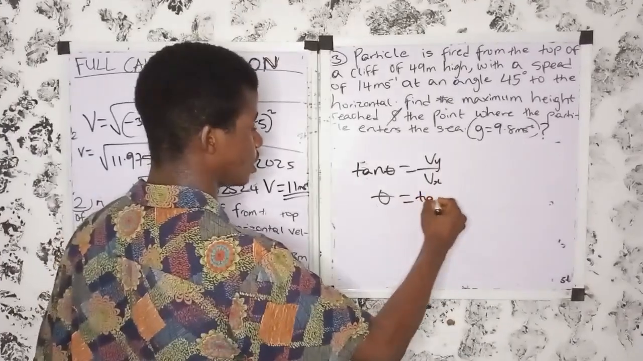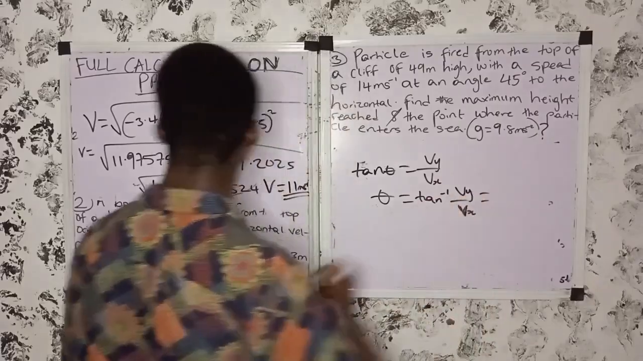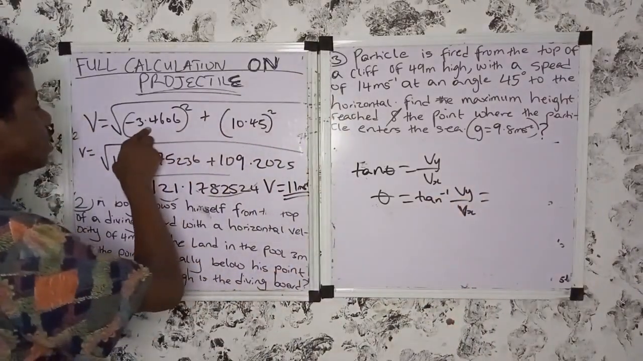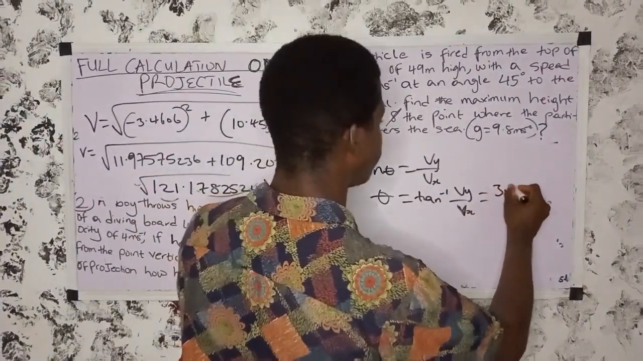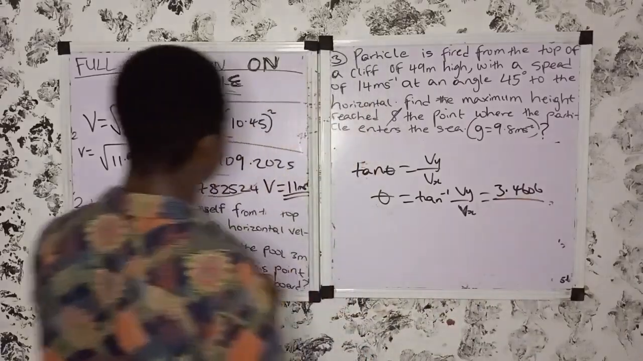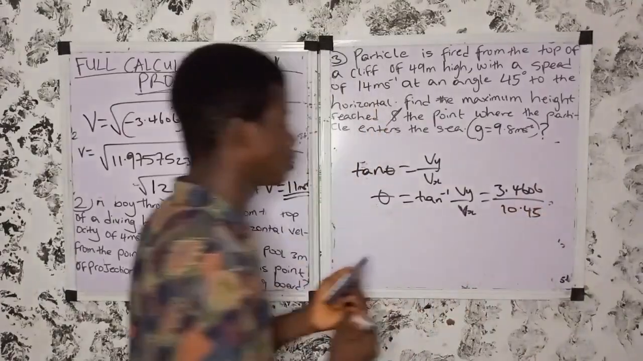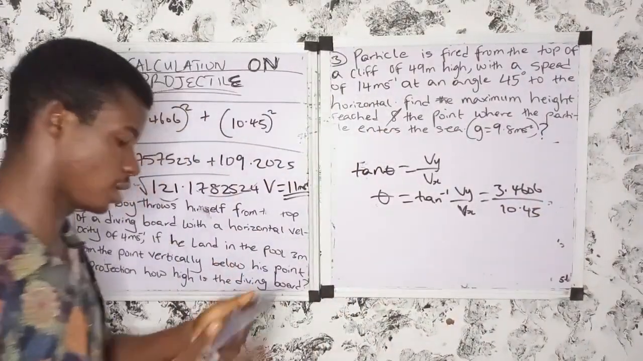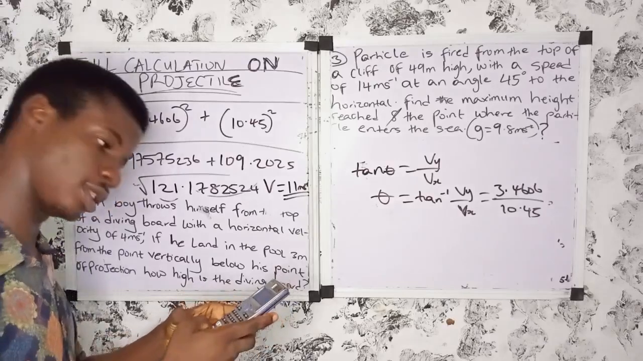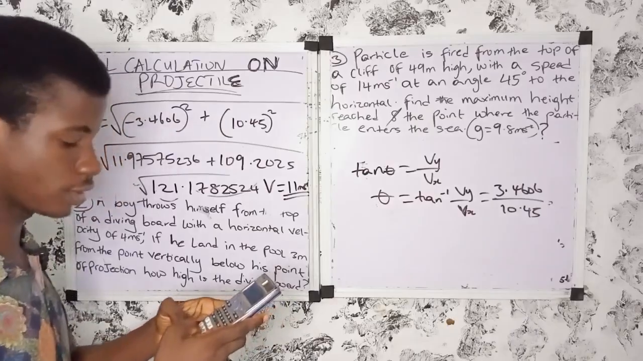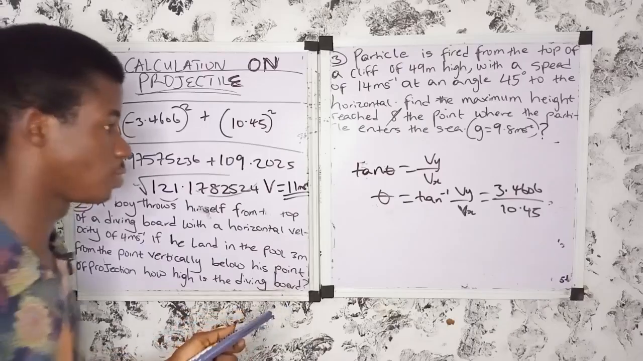So theta is equal to shift tan of Vy over Vx, right? So let's continue. Our Vy is 3.4606, then divide by our Vx, which is 10.45. So let's divide them. 3.4606 divided by 10.45.